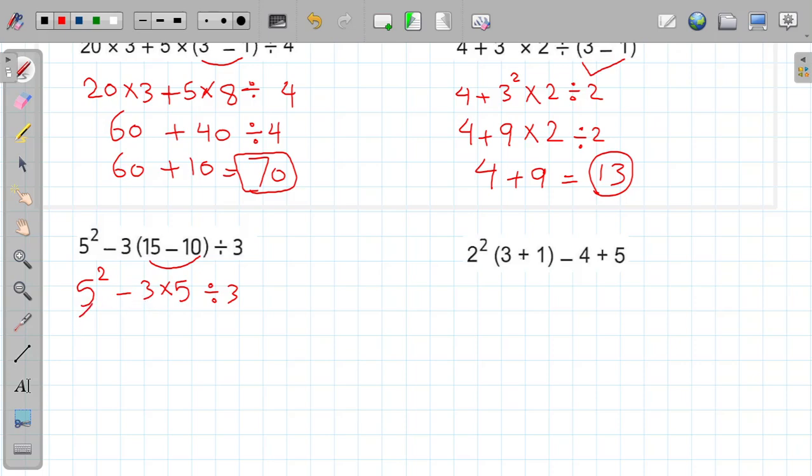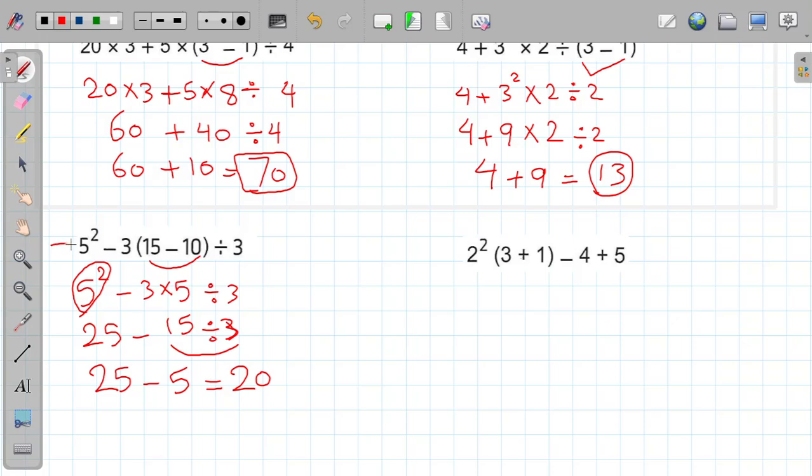So first we do the exponents. Okay, so 5 to the second power equals 25, minus 3 times 5 equals 15, and 15 divided by 3. Okay, 25 minus 15 divided by 3, we do the division operation first. So it will be 25 minus 5, and finally the final result is 20. Okay, so the final result of all of these operations is 20.